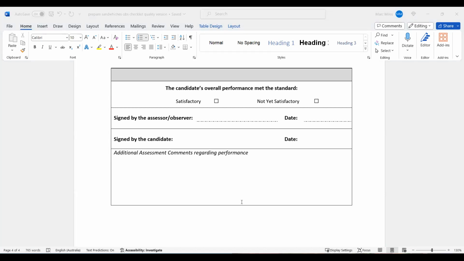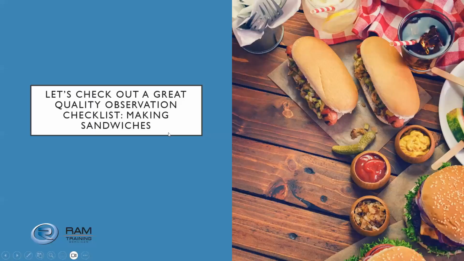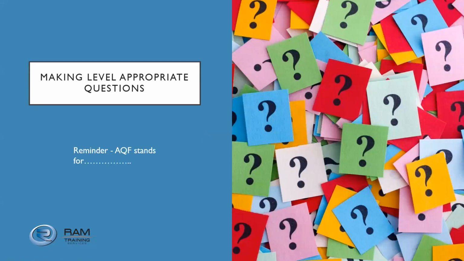All right. So now let's come back to our slides for just a moment. So that was a great observation checklist. Now let's have a think about making level appropriate questions. As we talked about, the AQF, Australian Qualifications Framework. So that was certificate 1, 2, 3, 4, diploma, advanced diploma, all of those different levels. So we need to make sure our questions are not too hard, not too easy. They are Goldilocks, just right for our candidate.